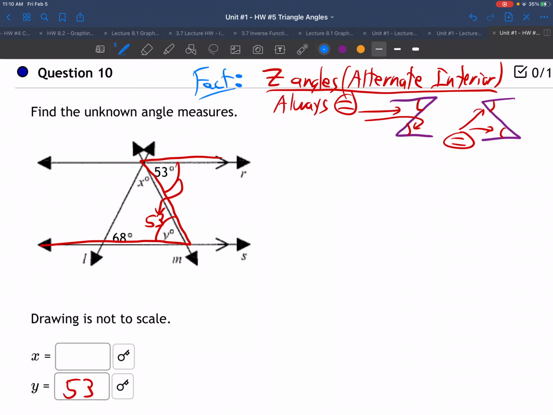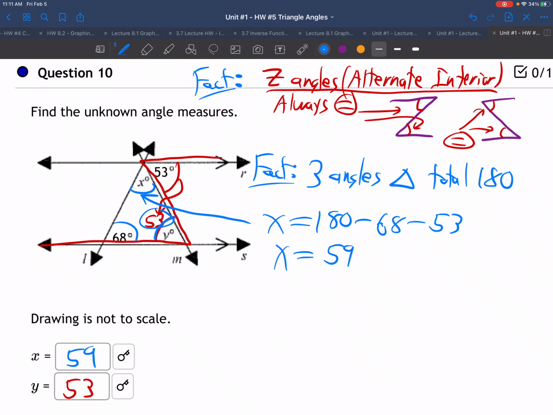And then fact number 2 is the 3 angles in a triangle total 180. So that means the X, the Y, which is 53, and that one total 180. So I can find X, the one that's missing, by 180 minus the other 2, minus the 68, minus the, instead of Y, I'm going to put 53 because I know this one's 53. So X is, then choose your calculator, whatever that is. I'm getting 59. So X is 59.